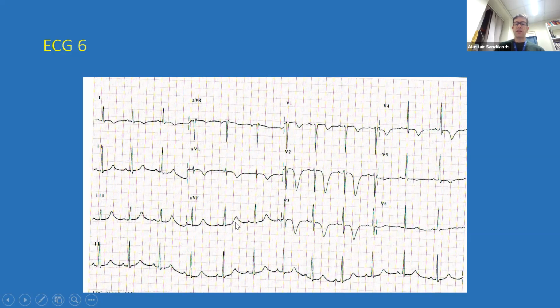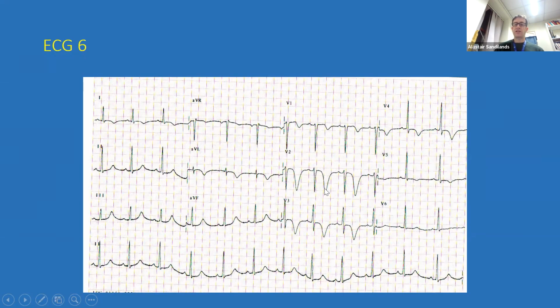Lead AVF is okay. So V1 is negative, but that could be normal, but you've definitely got T-wave inversion in V2. V3, the ST segment's at the isoelectric line, V4 in particular. Also, you don't have very tall R waves here. Okay, there's no clinical context. The R wave is not very tall, plus the S wave. Okay, so they don't think there's left ventricular hypertrophy here.